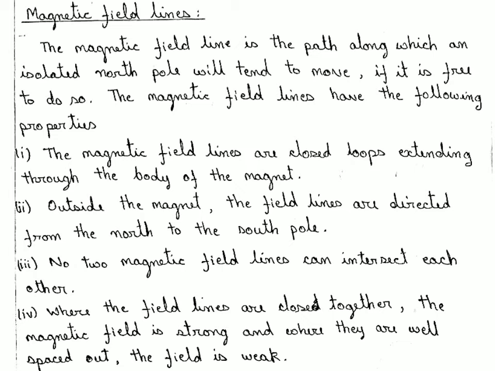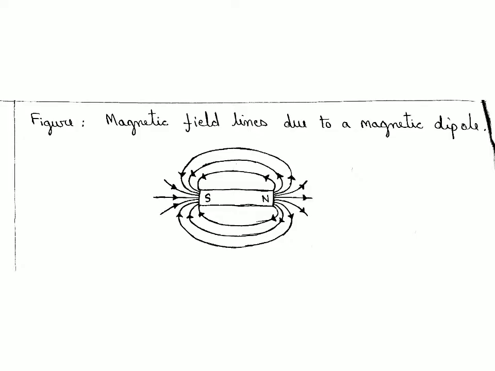And the second property is that outside the magnet the field lines are directed from north to south pole. They always form closed loops. And number three, no two magnetic field lines can intersect each other. Again, this is similar to electric field lines. And the fourth property is that where the field lines are close together, the magnetic field is stronger, and where the field lines are well spaced out, the field is weak. That is also similar to electric field lines.